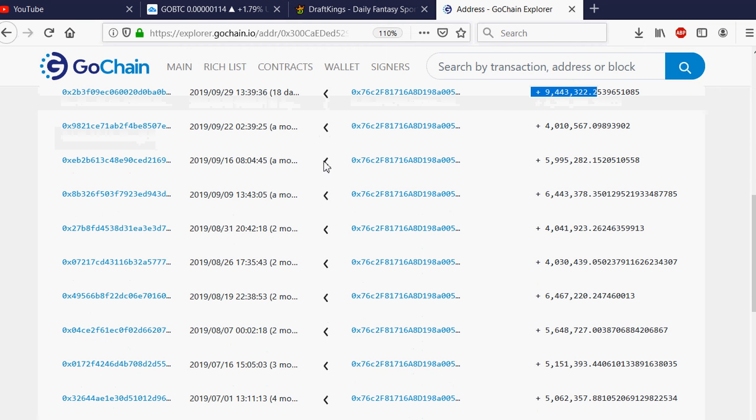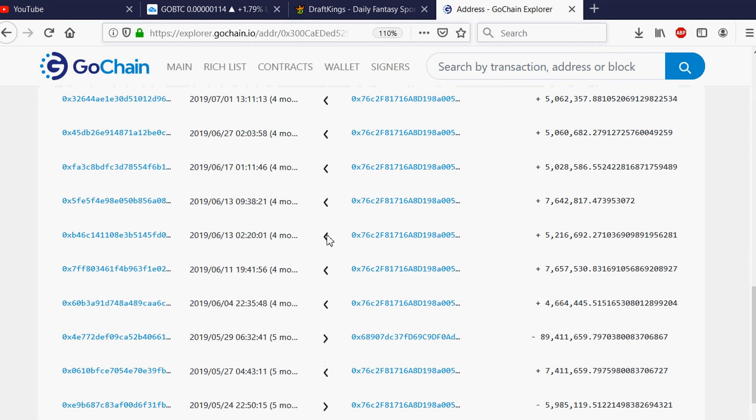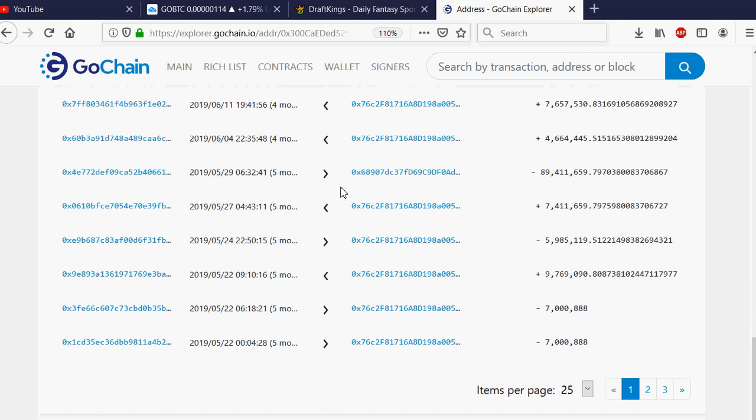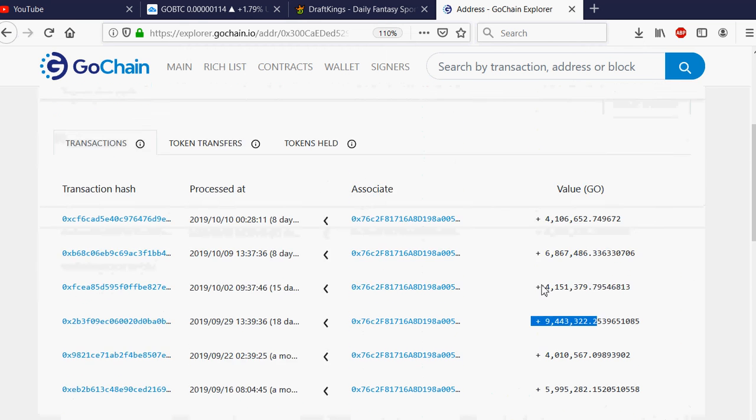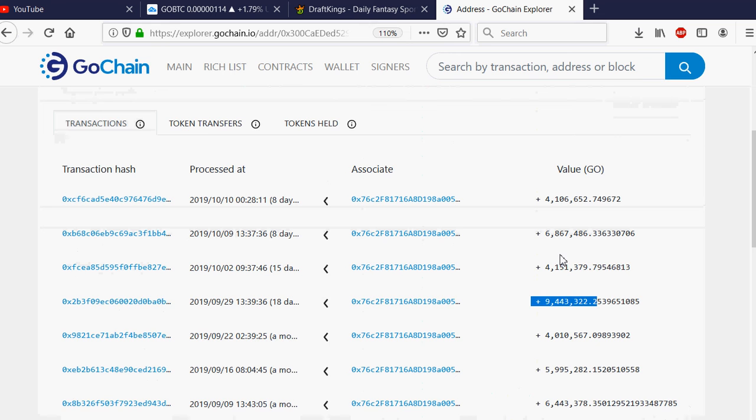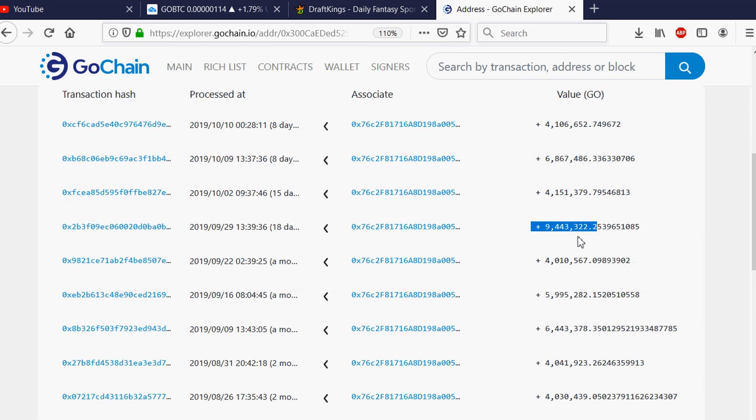You can see here, if it's in like this, that means it's coming in. This is coming out. And the last time it went out was May the 29th, 5 months ago, 89 million of them. And then coming in is about 5 million on average. So big ones going out, and then okay sizes coming in, at least for this stake.